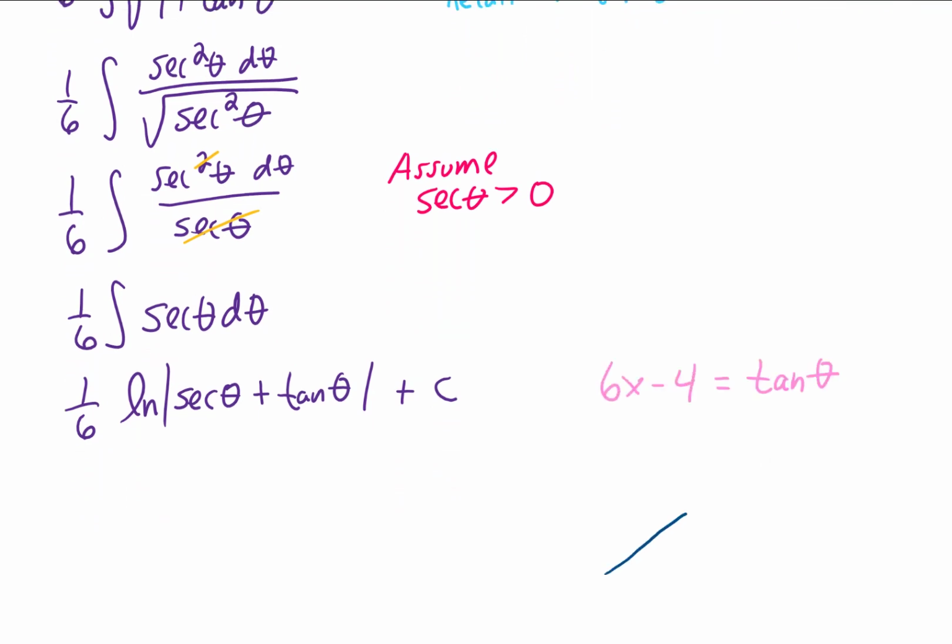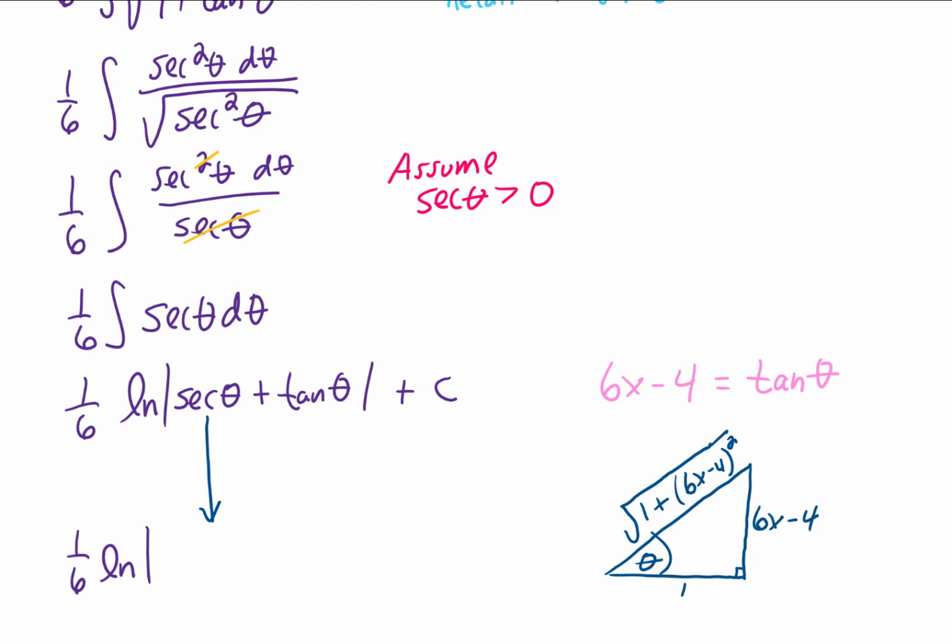Tangent of theta is by itself, so we can draw ourselves a reference triangle. If we put that angle theta down here, then we know that the tangent of this angle has to be 6x minus 4. So we can put a 6x minus 4 here and a 1 here. And using the Pythagorean theorem, this side up here is going to be the familiar square root of 1 plus the quantity 6x minus 4 squared. Now we can use this triangle to determine what secant of theta is in terms of x.